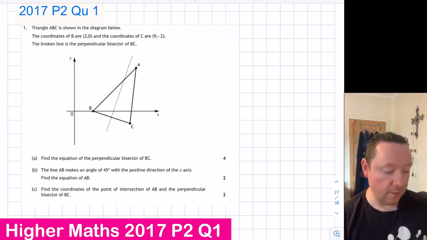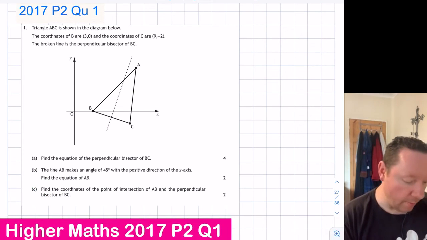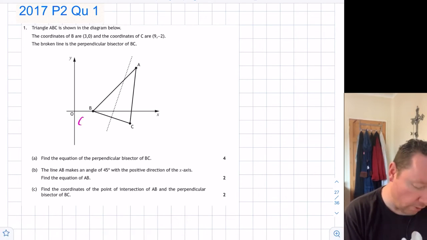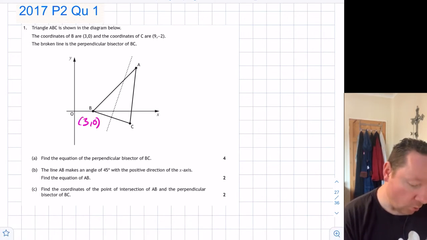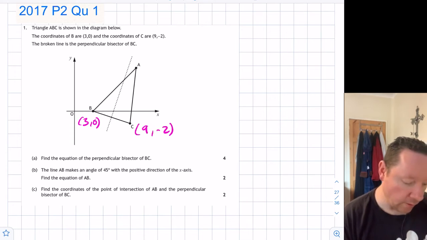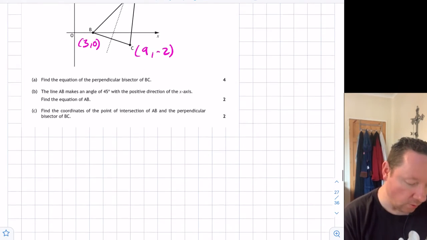Okay, 2017 paper 2 question 1 says triangle ABC is shown in the diagram. The coordinates of B are 3, 0. Let's just note that there. The coordinates of C are 9, minus 2. And the broken line is a perpendicular bisector of BC. Part A, find the equation of the perpendicular bisector.